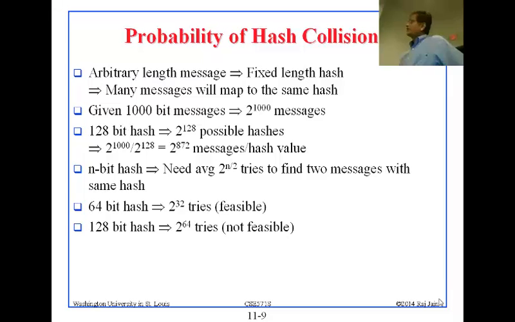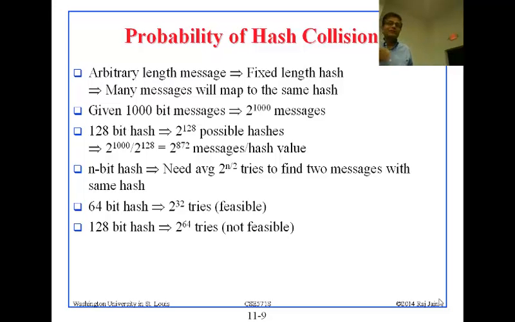Consider the probability of hash collisions. If an arbitrarily long message goes to a fixed-length hash, many messages will map to the same one. How many messages do you have to try? If you have 1,000-bit messages, then the total number of messages is 2 raised to 1,000. However, if they hash to 128 bits, then the total number of possible hash values is 2 raised to 128, and therefore 2 raised to 872 messages will hash to the same value. Each value represents 2 raised to 872 messages. That's a lot of messages going to one position. And to find two such messages, all it takes is 2 raised to 128 by 2, which is 2 raised to 64 tries.